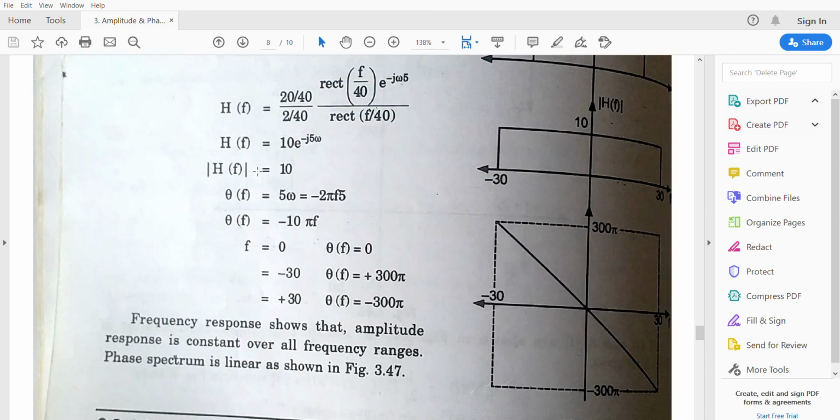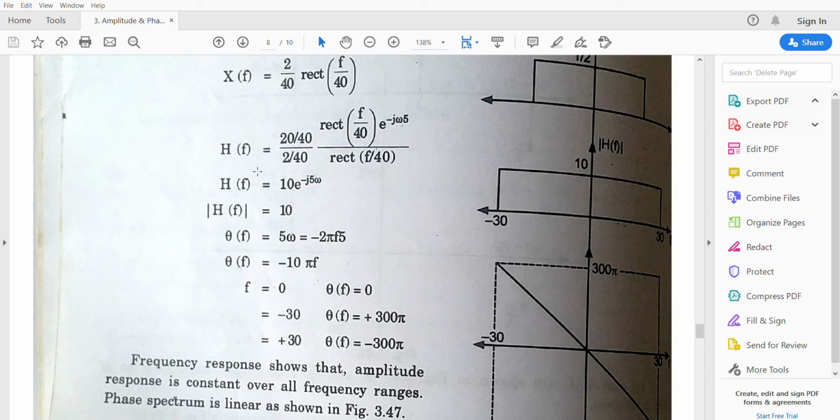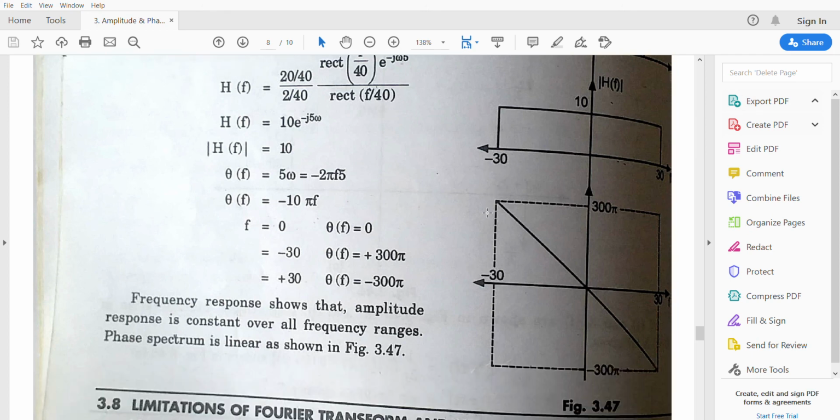Okay, so in this topic we saw how we can analyze the LTI system, how we can find the output response with the help of the convolution property in the frequency domain, how we can find the transfer function, and how we can plot the amplitude spectrum and the phase spectrum to analyze the system.